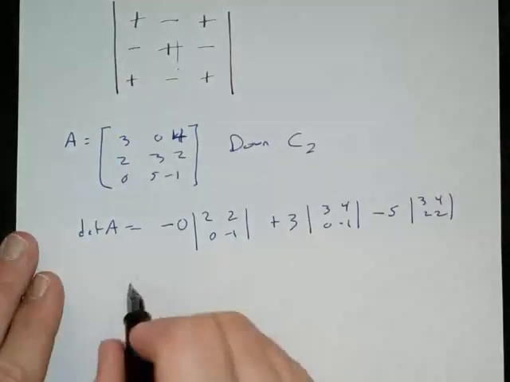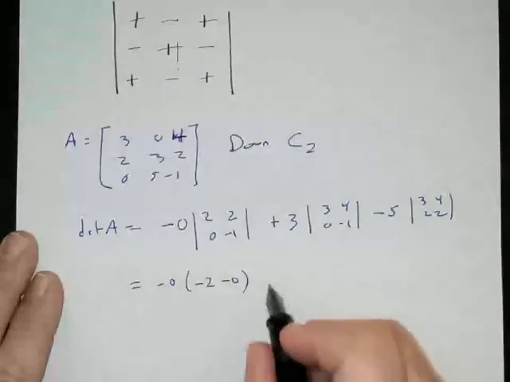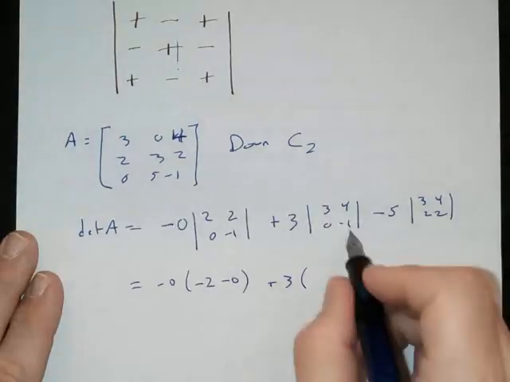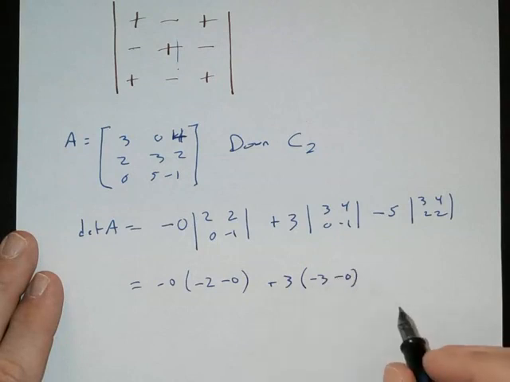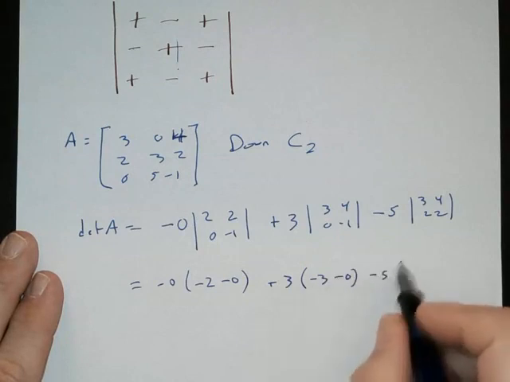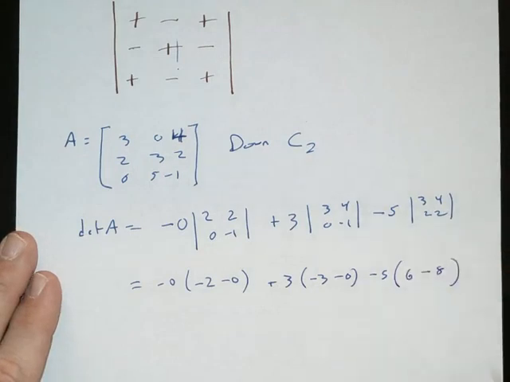Let's work through the numbers. This is -0 times -2 minus 0, that's 0. 3 times -3 minus 0, minus 5 times 6 minus 8.